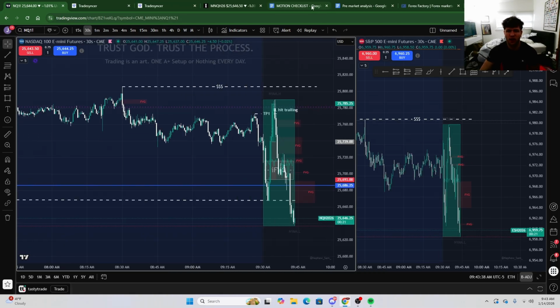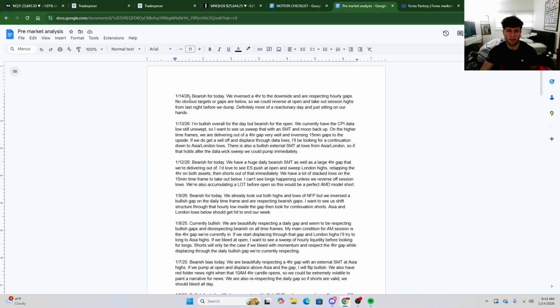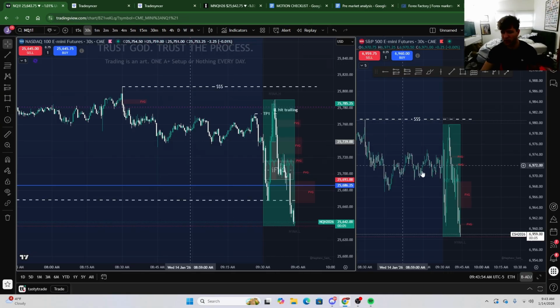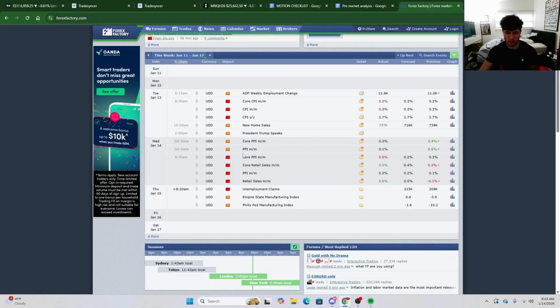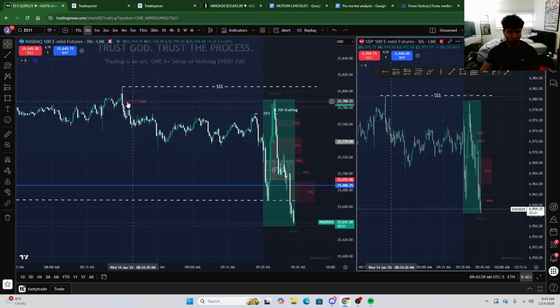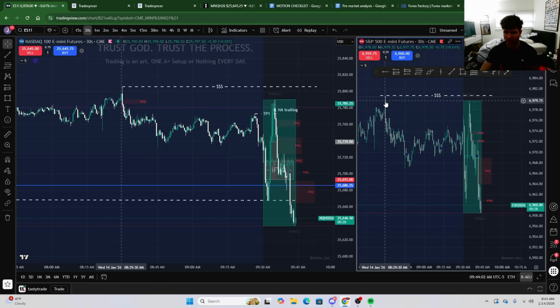So going into the day, I said bearish for today. We inversed a 4-hour to the downside and are respecting hourly gaps. No obvious targets or gaps are below, so we could reverse that open and take out session highs from last night. Definitely more of a reactionary day. Another thing is we had PPI at 8:30, and what did we do? We left this data wick on both assets.